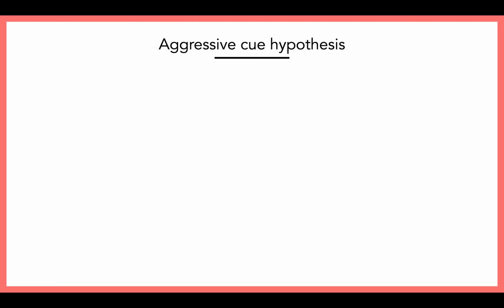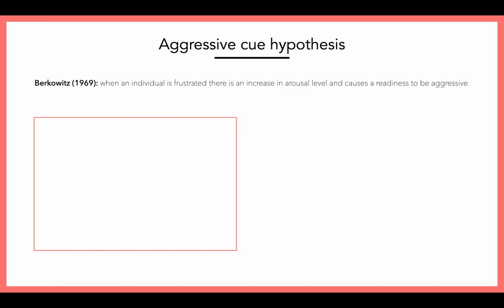Okay. Right, now we've got the aggressive cue hypothesis. So this was proposed by Berkowitz, and he said that when an individual is frustrated, there's an increase in arousal, and it causes a readiness to be aggressive. So as we know, with arousal, it causes a state of readiness to perform your activity. Okay, so this is saying that this causes a readiness to be aggressive.